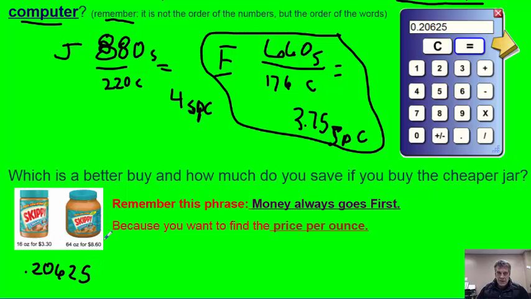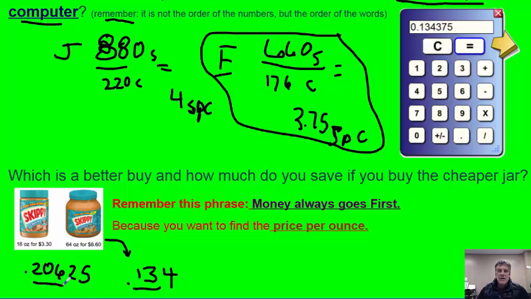All right, now let's look at the 64. Clear that off. And what do we got? 8.60 divided by 64. And we get 0.13. So the big jar is a little cheaper. Now you want to think of money now. So I'm just going to stop right there because I really don't need to put too much more here. You've got to be careful though.